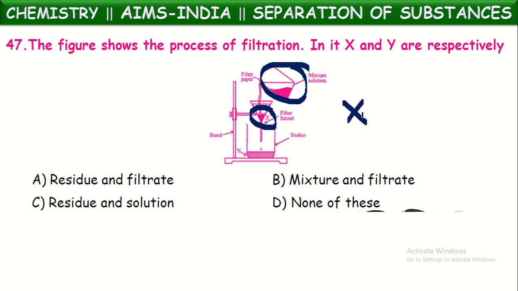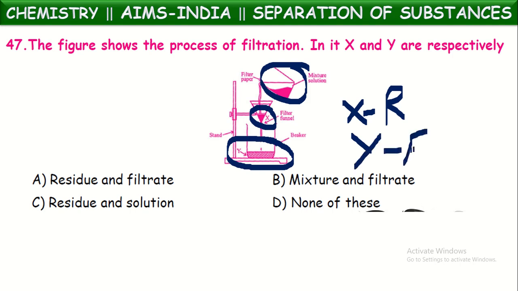So X is residue. Okay. And the pure liquid obtained in the other container, in the beaker, that is called filtrate. So Y is called filtrate. The pure liquid obtained in the filtration process is called filtrate. So X is residue, Y is filtrate, respectively.